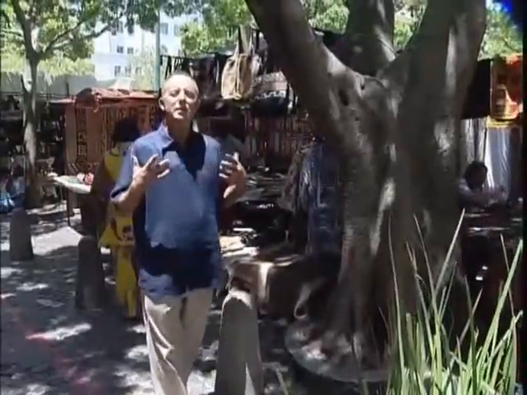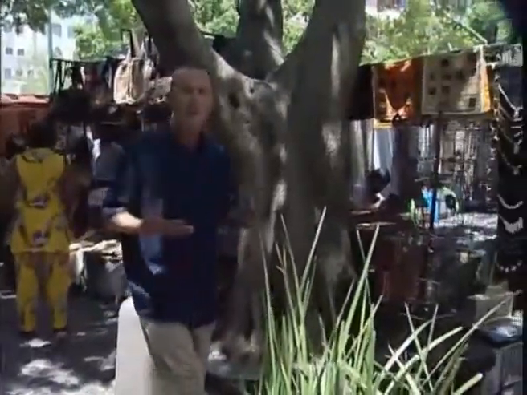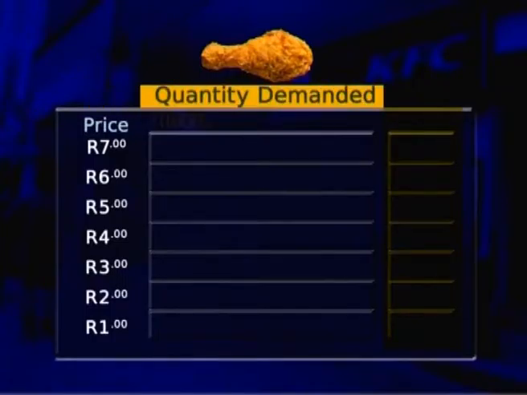How do we get from individual demand to market demand? Well, it's pretty simple really. If we know what all the individuals' demands are and we add them up, that gives us our market demand. Let's say that apart from your demand for fried chicken, we also know how much the Khumalo and the Fenta families would consume at any given price.